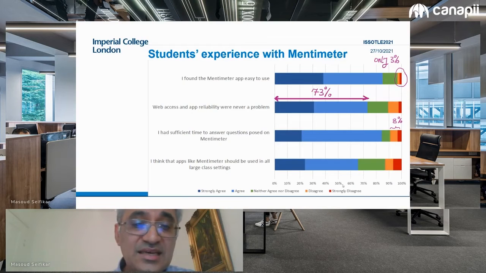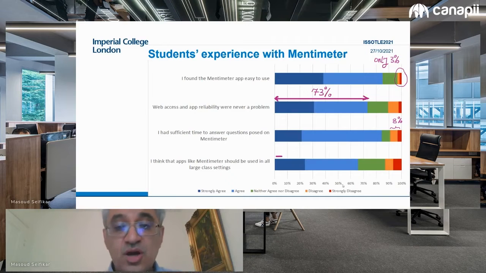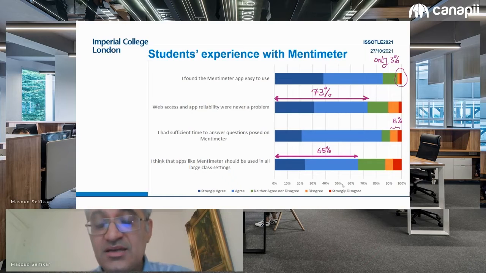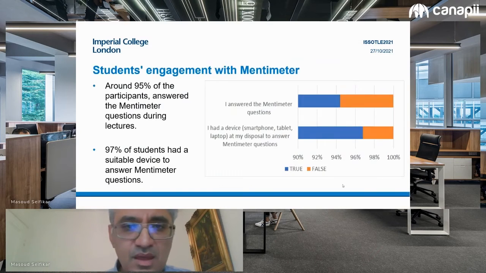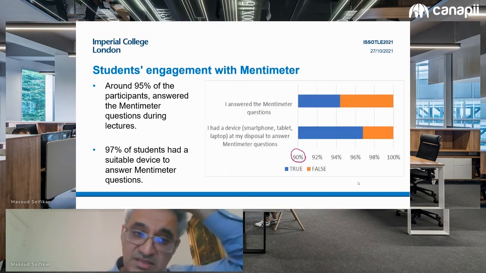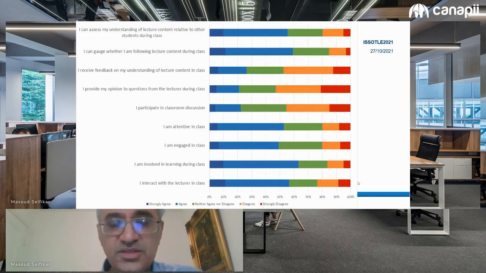And when I asked if they think that an app like Mentimeter should be used in all large classrooms, 65% strongly agreed or agreed, and only 12% strongly disagreed. And then I asked if they answered the Mentimeter questions. 95% said they answered the Mentimeter questions, and 97% said that they had a suitable device.